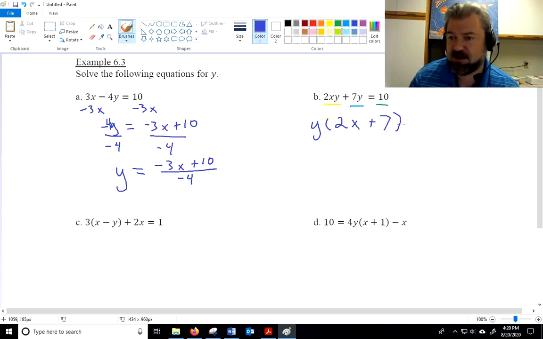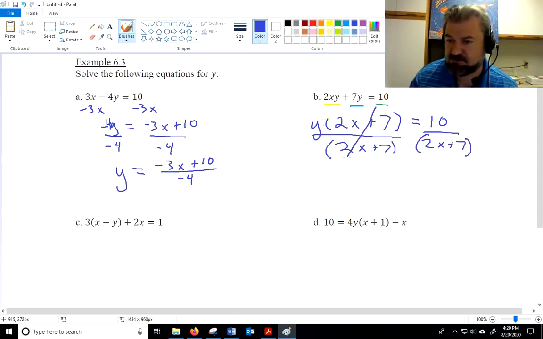All right, now I've still got a 10 over here, but look what I've got. I've got y times some junk. Let's divide by that junk, 2x plus 7. And that whole thing, now this division bar is a grouping symbol. If it helps you see it, you can do that. But this whole thing can be reduced now. And I get y is equal to 10 over 2x plus 7.